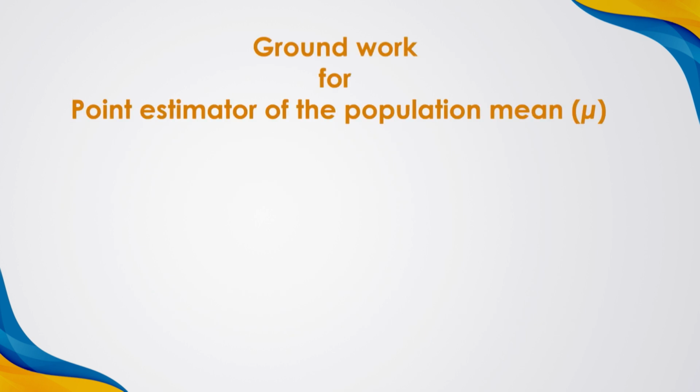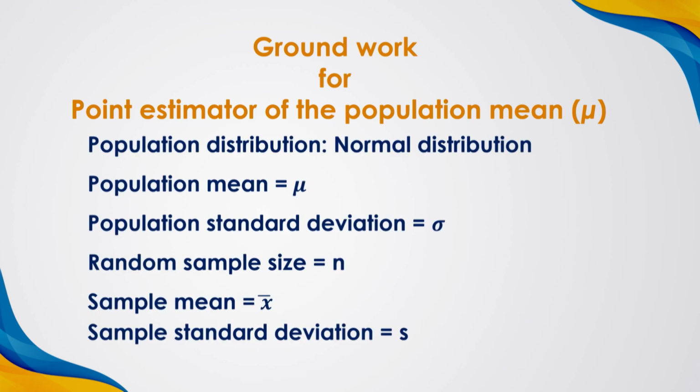From the sample only, we estimate the average income of the entire India. Groundwork for point estimator of the population mean mu. Here certain notations we are going to use. Population distribution is expected to be normal distribution. The population mean is denoted by the letter mu. Population standard deviation is denoted by the letter sigma. A random sample of size n is taken for the study. From that, we calculate the sample mean x bar and the sample standard deviation small s.